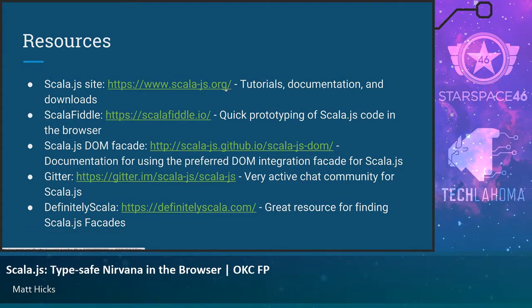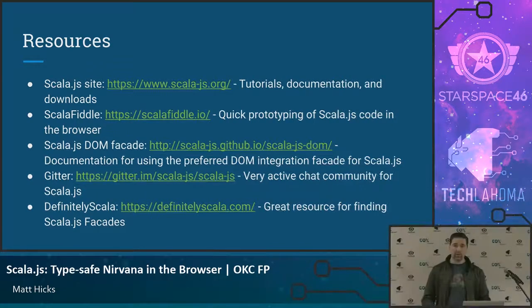The Scala.js site is a very useful thing. Scala Fiddle is really awesome because you can write Scala.js code and compile it there and see it run in the browser. Well, it actually compiles on the server and then sends it back, but it's fast, so it doesn't matter. Then the DOM facade that we were talking about is Scala.js DOM, that's referenced there. And then the Gitter channel for Scala.js, very, very active. And then definitely the Scala link that I had open just a minute ago, that's the last thing there.